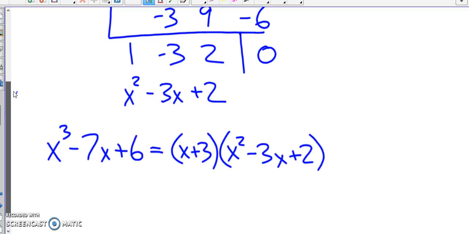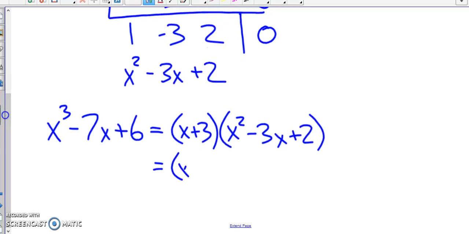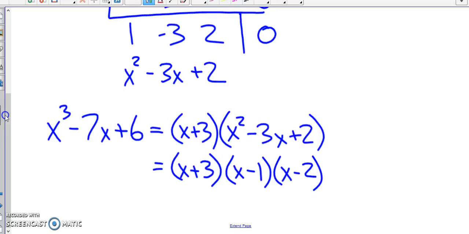And then all I have to do is finish factoring that last piece. So notice that this would be x plus 3, and then I've got x minus 1 and x minus 2 in some capacity right there. That's how it's done.